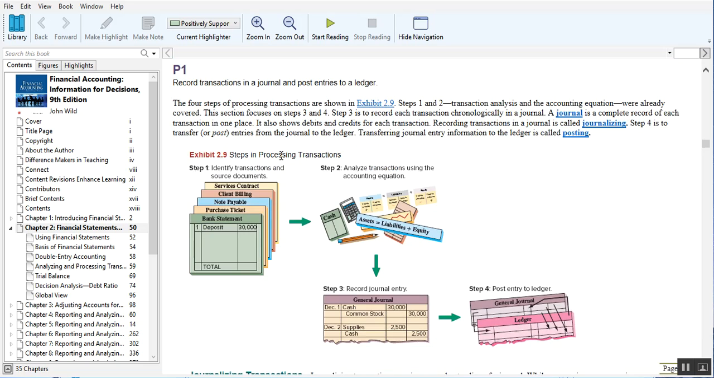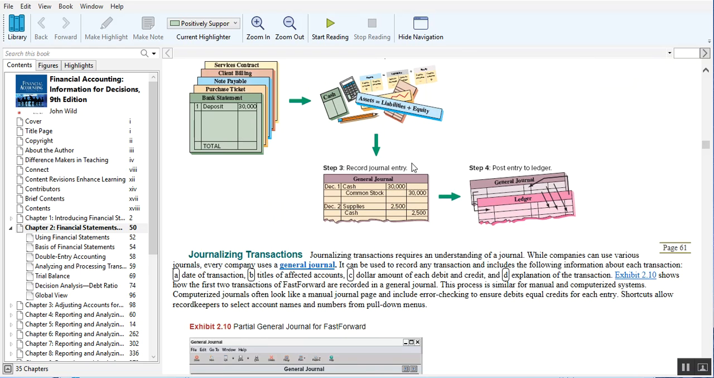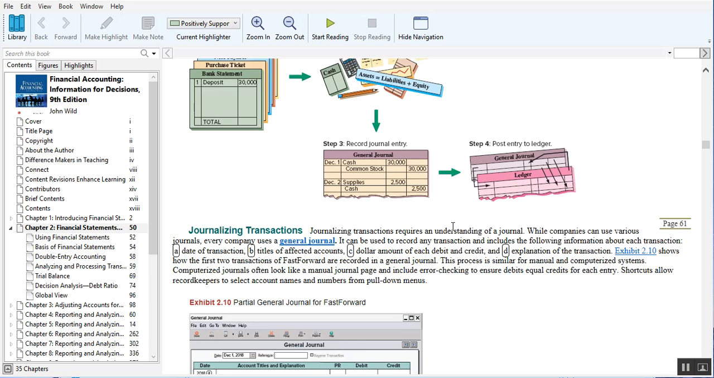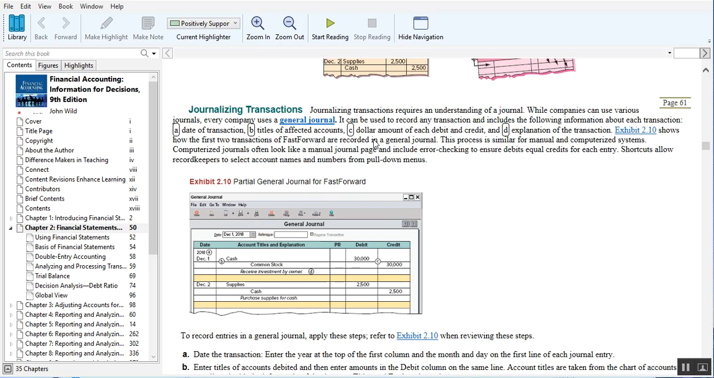When we journalize entries, we're going to identify what a debit is and a credit is, and we're going to record it in a journal. And the journal is just an organized way of recording original transactions by date. It isn't really very useful for knowing how much we have in any given account, but it does give us a day-by-day record of what transactions occurred.